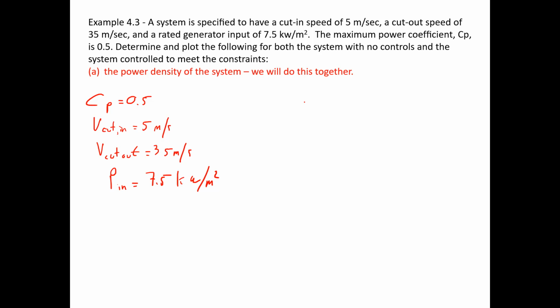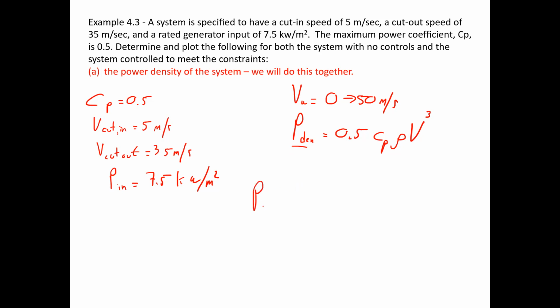So I'm going to do a plot, but for wind velocities ranging from 0, let's say, to 50 meters per second, way beyond the cutout speed. Our power density is going to be 0.5 times the power coefficient, times rho, times wind velocity cubed. So that is basically what the uncontrolled power density would be.